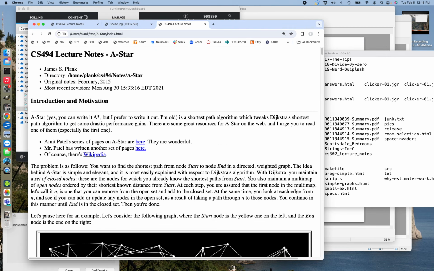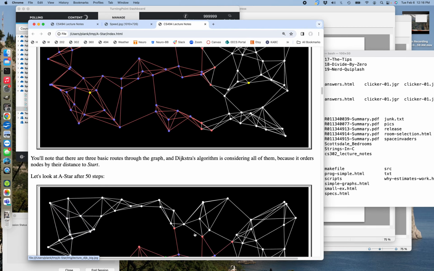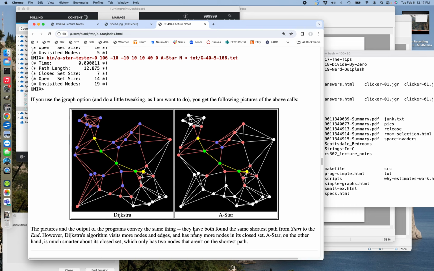All right. Now, I wrote a program to do this because that's what I like to do. Obviously, I needed something to generate the graph. At some point, I'll tell you about the graph generation because it was actually really hard. So here's my program. I'm not going to go over it, but just look at the output. The output of this program is the time, the path length, how many nodes got put in the closed set, how many nodes got put in the open set, and then how many nodes were unvisited.